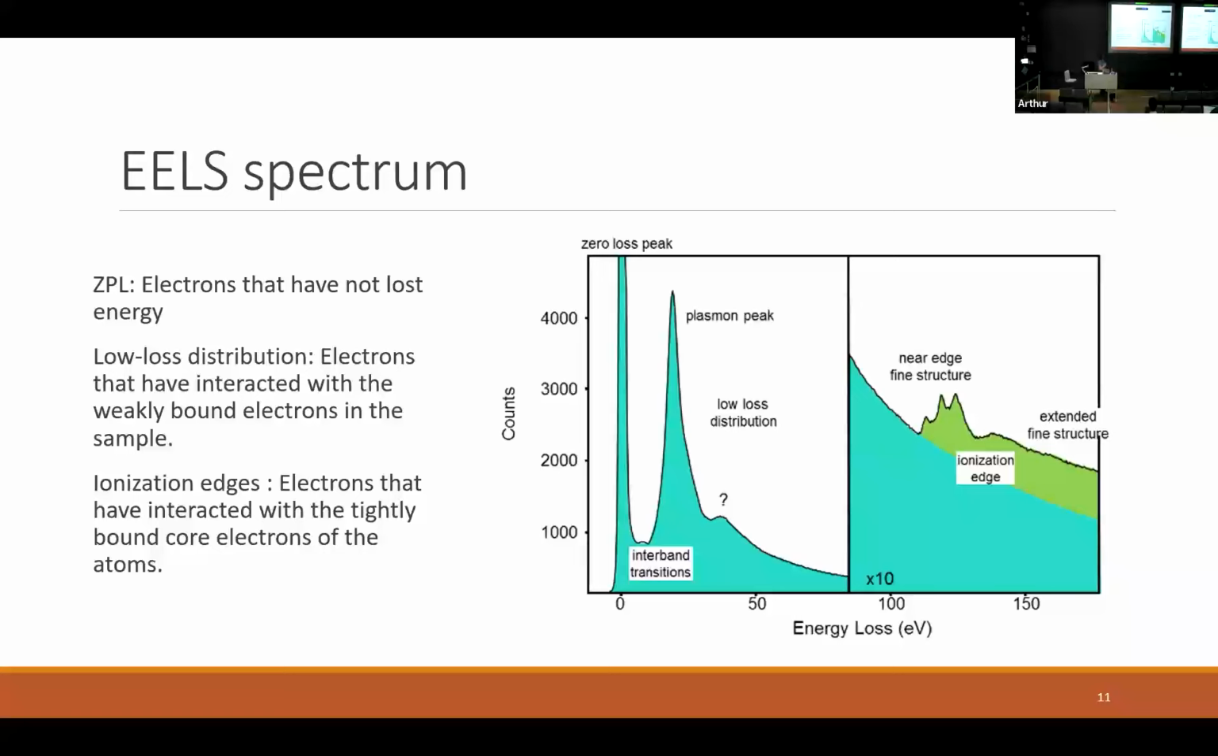So we've got the zero loss peak here. These are the electrons which haven't lost any energy. They've just gone straight through the material and not interacted with it. That's actually really helpful because we know that, therefore, that's at zero, so it allows us to calibrate our x-axis.